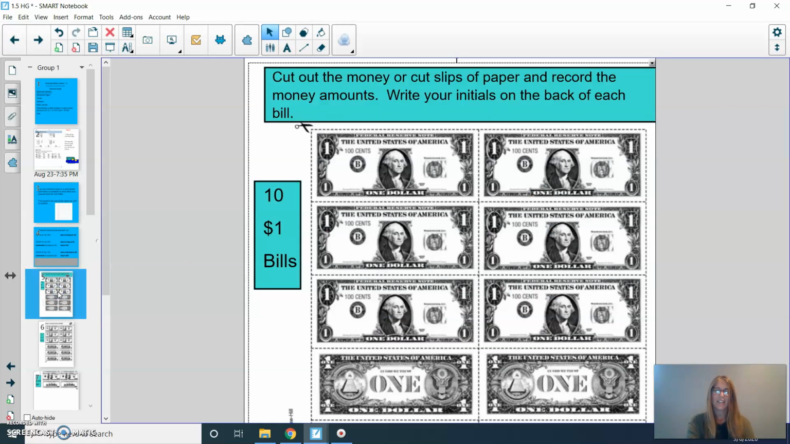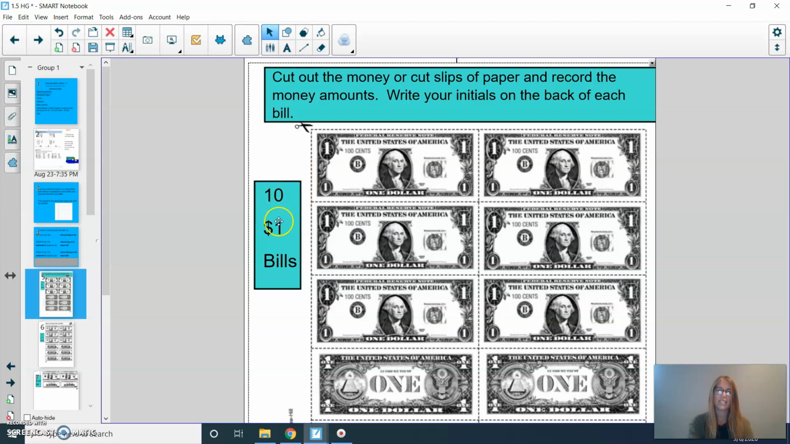All right, second graders, today we need to cut out the money. If you don't have the Math Masters page, you can cut out slips of paper, or maybe you have some fake money that you're using today. I want you to write your initials on the back of each of the bills. If you're using just slips of paper, then make sure you record your money amounts.